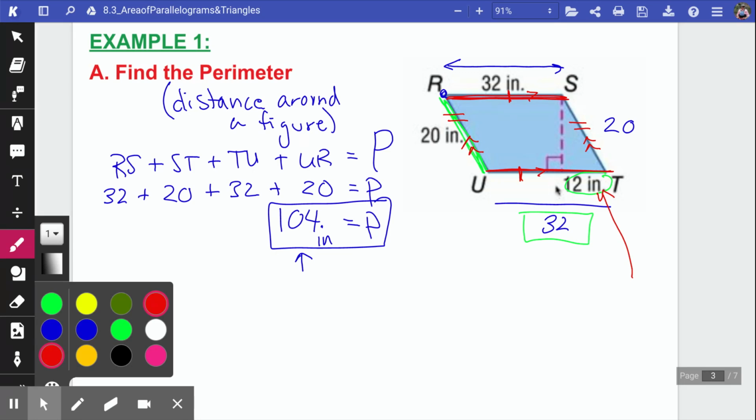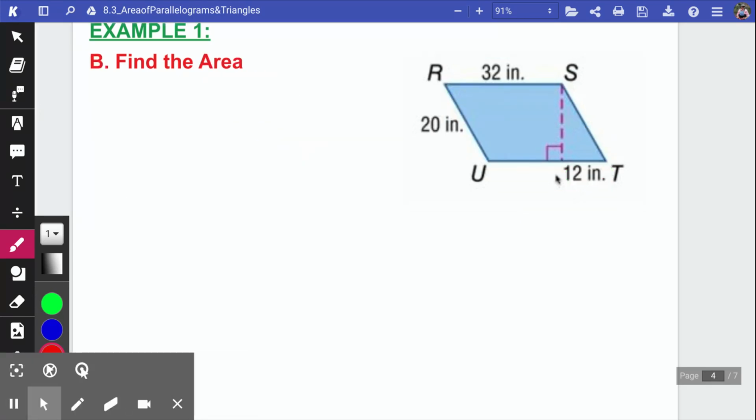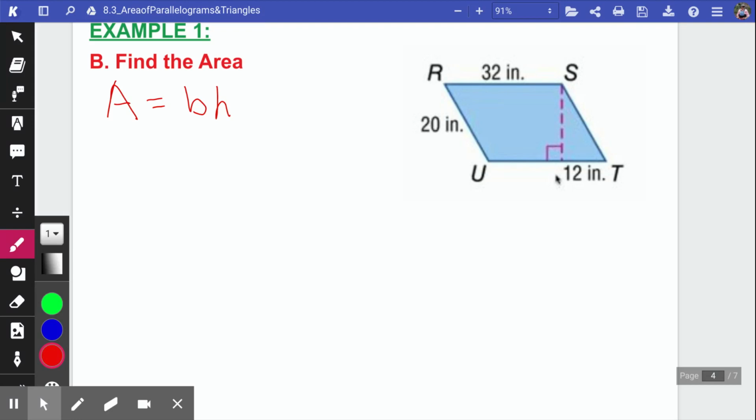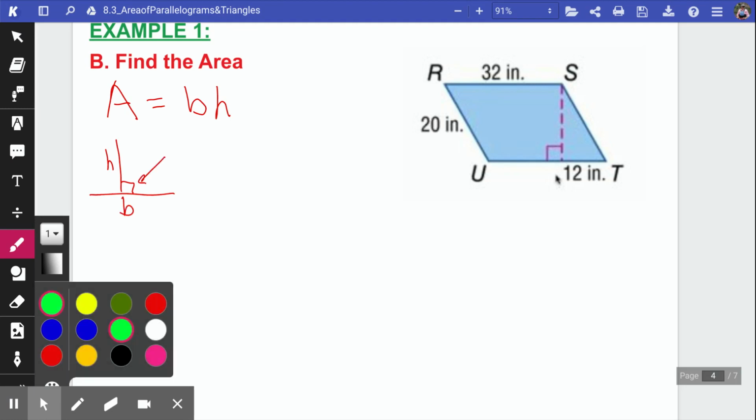Now let's use the same figure to find the area of the figure. So here's the same parallelogram, and now we're going to find the area. We know that the area of a parallelogram is equal to the base length multiplied by the height length. And we have to remember that the base and the height make that 90-degree angle. So in this picture, that 20, which is your RU length, is not your height because it's not a 90-degree angle. So we need to find this value right here, which is our height.